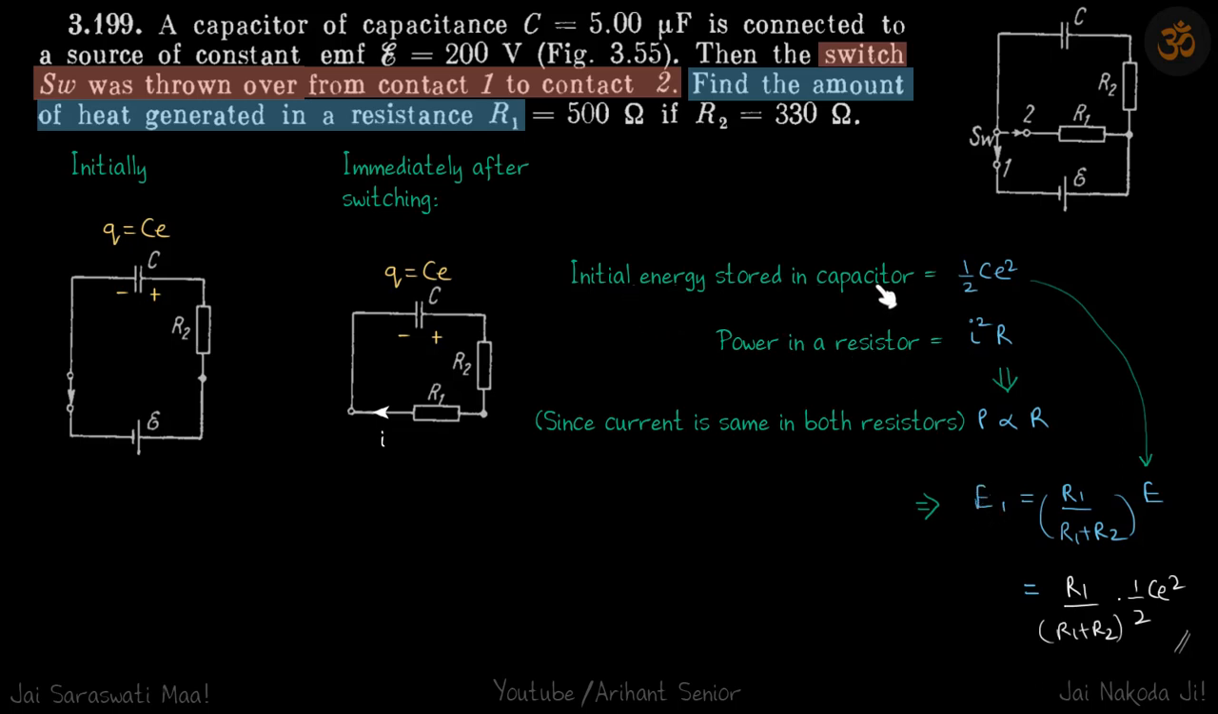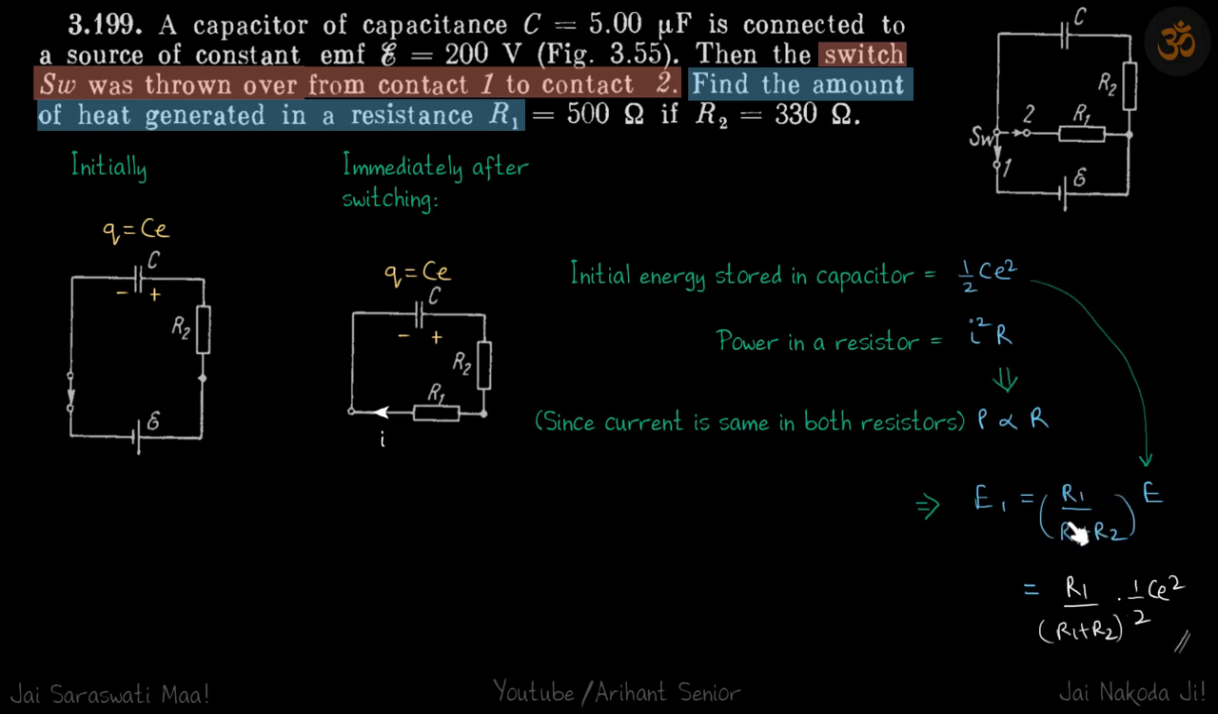So the initial energy of the capacitor is half CE square. Power in a resistor is I square R. And since the current is the same in both resistors, power is proportional to R. Which means the energy in R1 is R1 upon (R1 plus R2) times the total energy. If you just multiply by dt here, nothing is going to change. P dt is also proportional to R, right? So yeah, we put that value here and we get our answer.